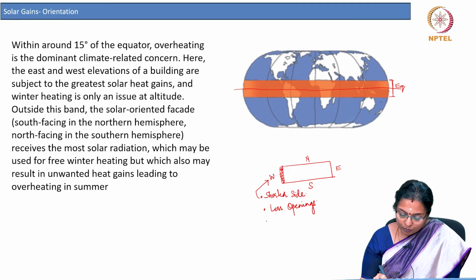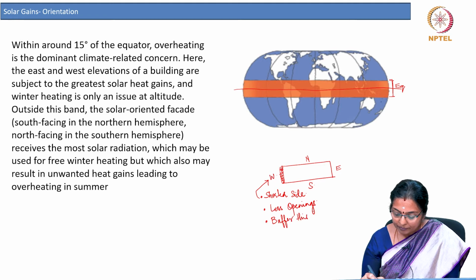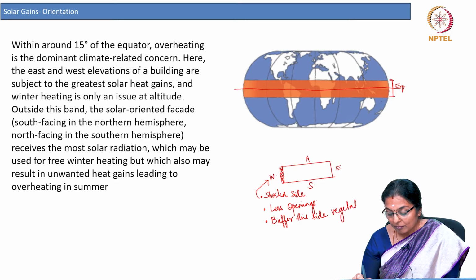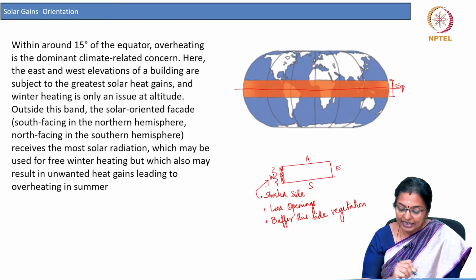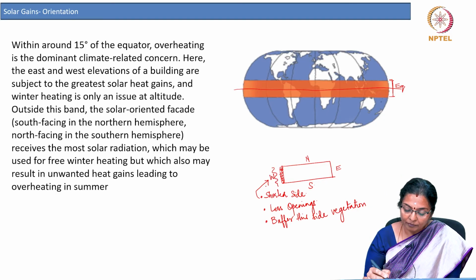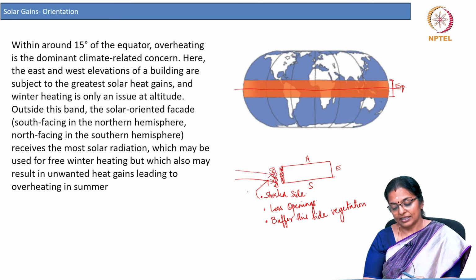Also, what you can do is you can buffer this side with adequate vegetation, so that it creates a barrier. You can use that barrier to prevent the solar radiation from entering inside.